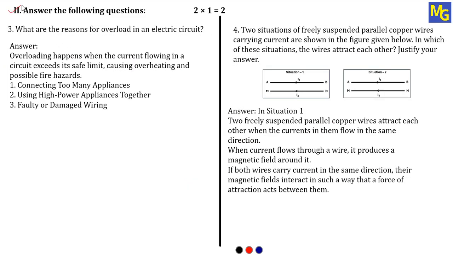Now it's Roman number 2. Answer the following question. Here also we have to answer 2 questions. Each question will carry 1 mark. So total we are going to get 2 marks. But this is theoretical. There is no multiple choice. So see question number 3.